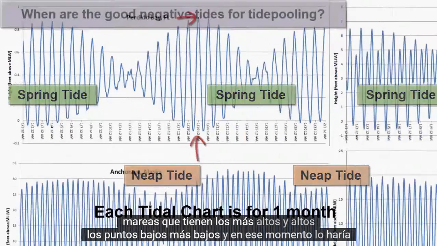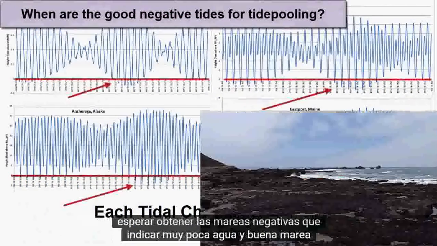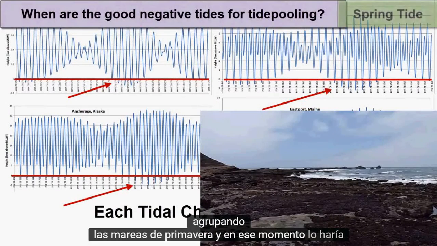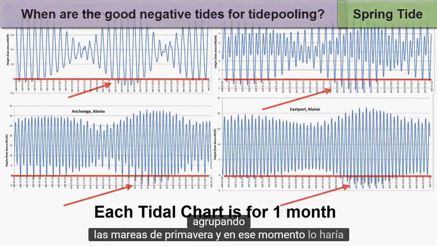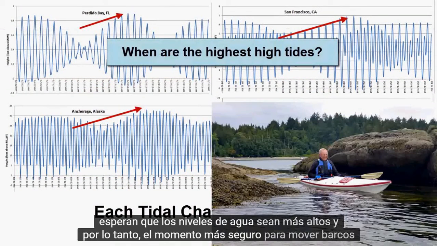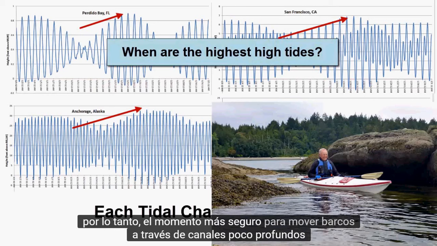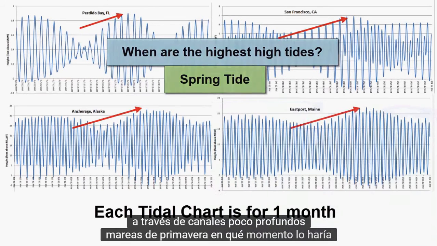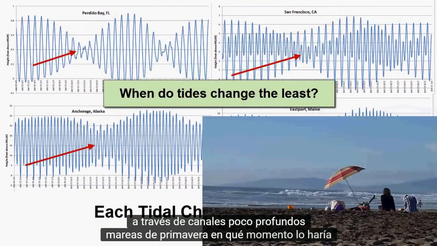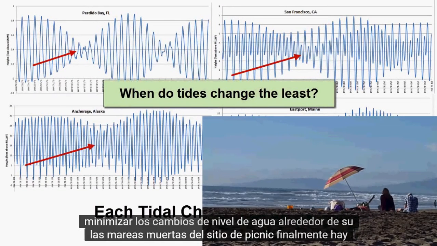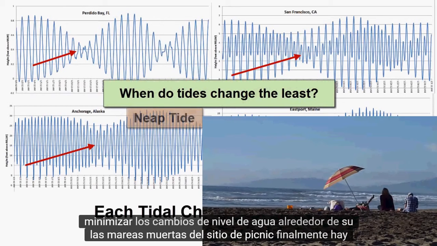At which time would you expect to get the negative tides that indicate really low water and good tide pooling? The spring tides. At which time would you expect water levels to be highest and thus the safest time to move boats through normally shallow waterways? Spring tides. At which time would you want to plan a beach picnic so you could minimize water level changes around your picnic site? Neap tides.